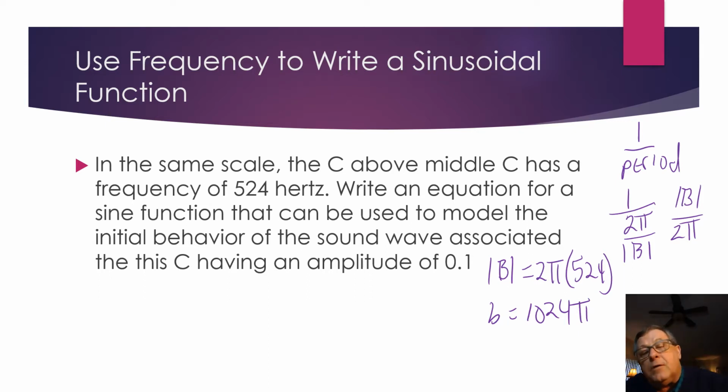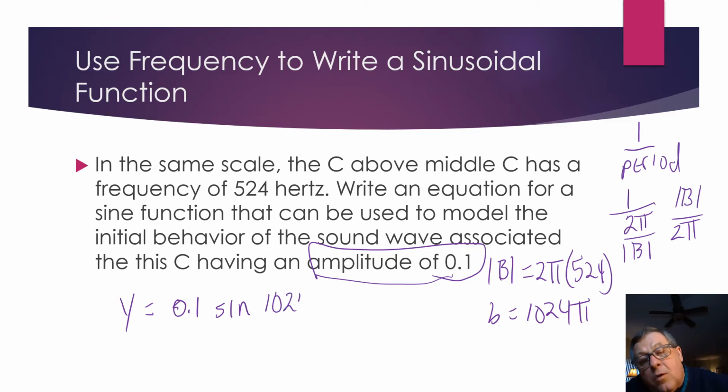All right, so let's finish. We're also told this has an amplitude of 0.1. So we could set this up as y equals 0.1, because we have an amplitude change, times the sine of 1048 pi times whatever time measure we have. It might be seconds, it might be minutes, whatever it is.